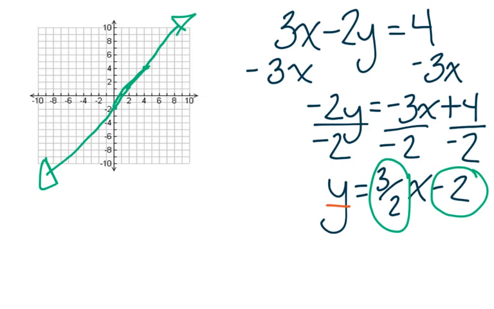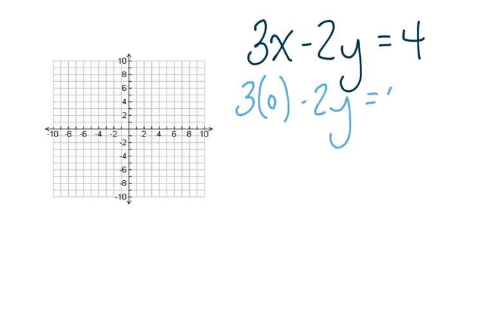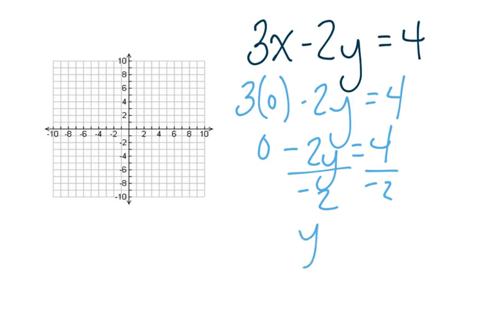The second way would be if we kept it as 3x minus 2y equals 4. Let's go ahead and go to a second page actually. So I have 3x minus 2y equals 4. And the second way is to plug in 0 for x. So we get 3 times 0 minus 2y equals 4. So this would be 0 minus 2y equals 4. And then divide by negative 2. And you get y equals negative 2. So the intercept is 0, comma, negative 2. So we would graph that point right there.